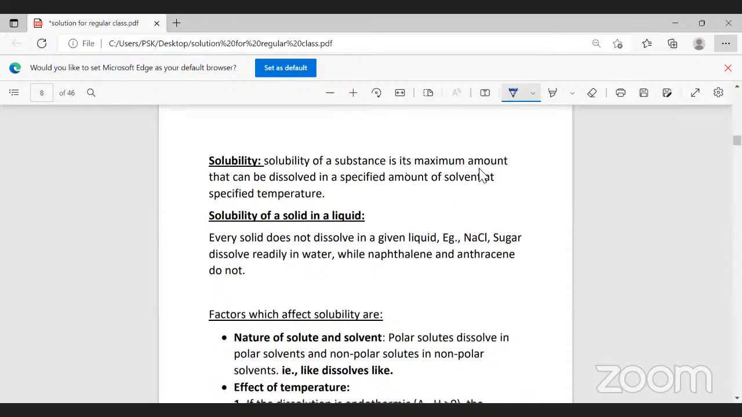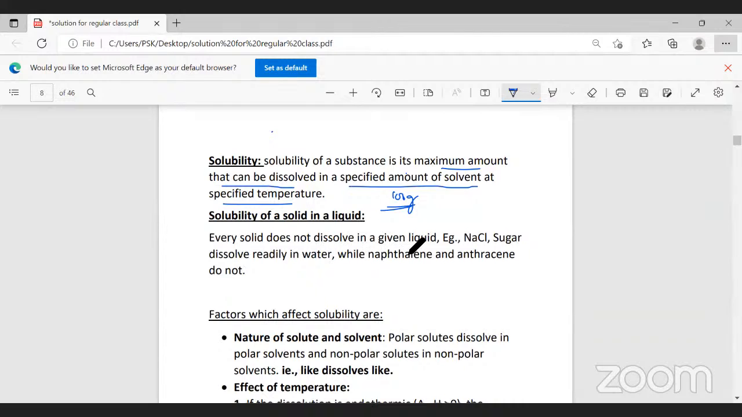Solubility of a substance is its maximum amount that can be dissolved in a specified amount of solvent at a specified temperature. I told you clearly, the maximum amount of solute that can be dissolved in 100 grams of solvent at a specific temperature is called solubility. So you should take 100 grams of solvent and add the maximum solute possible, which dissolves, and that is called solubility.